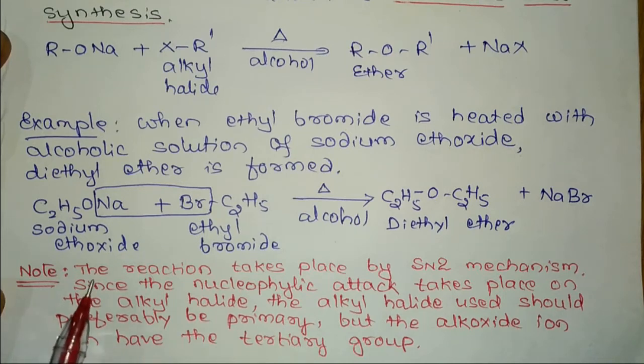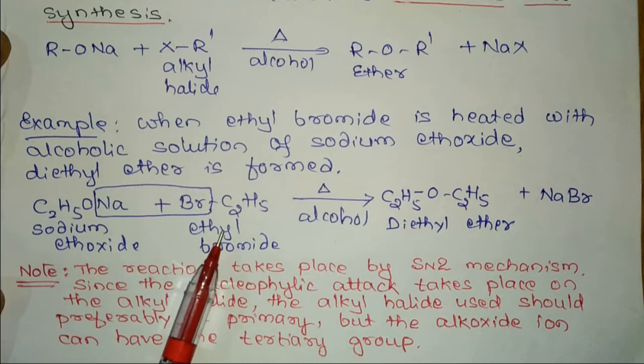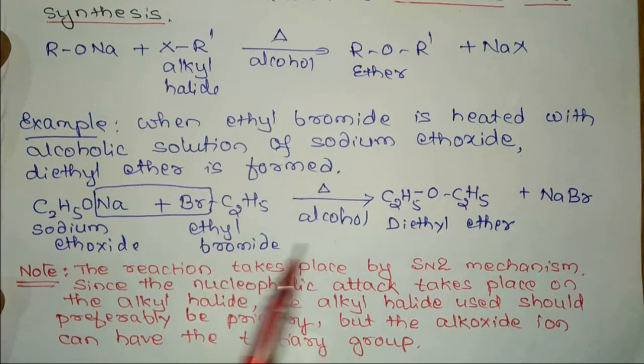Now let us see, as the reaction takes place by SN2 mechanism, since nucleophilic attack takes place on the alkyl halide, the alkyl halide should be primary, but the alkoxide can have a tertiary group. Now let us see what happens if a primary alkyl halide is taken, and what happens if a tertiary alkyl halide is taken. We'll discuss two more examples in this regard.